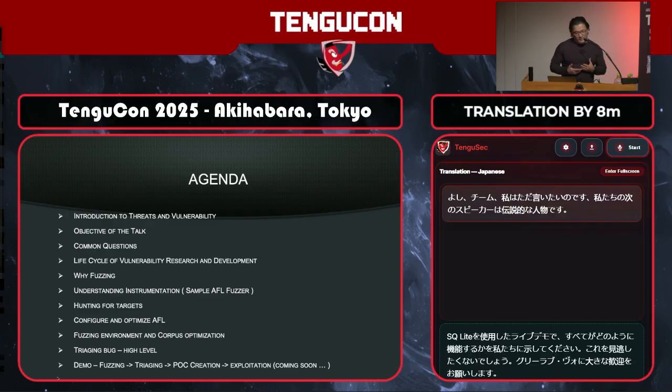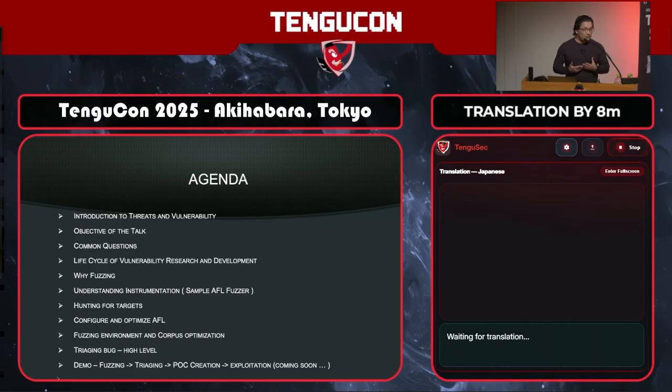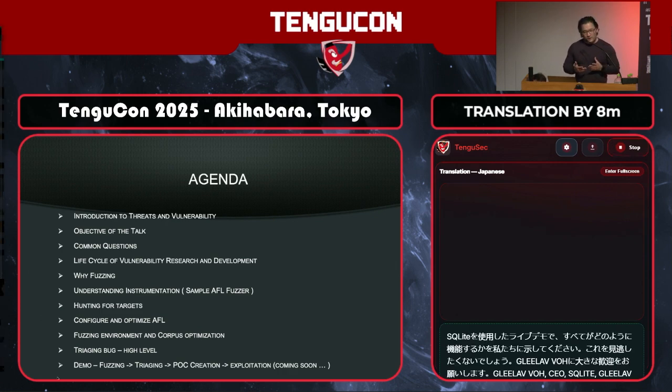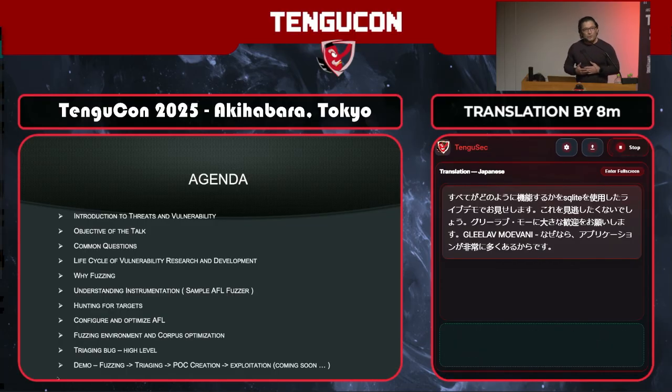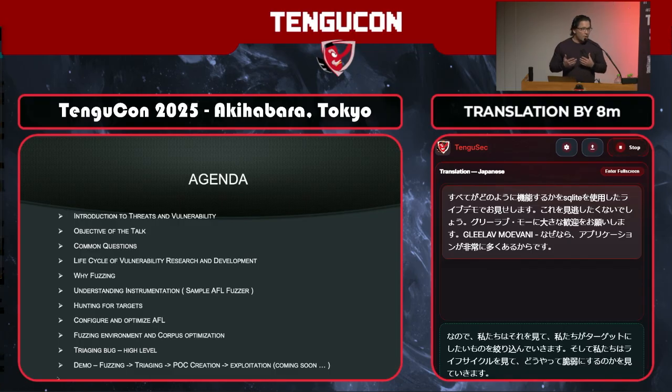But today's agenda is mainly going to be about what's a threat, right? What's a vulnerability? And how are we actually going to identify what we want to fuzz or find vulnerabilities in, because there is a vast number of applications. So we're going to look at it and narrow down what we want to target. And then we're going to look at the life cycle, how we do vulnerability research, ways to start, how to identify your attack surfaces, and do the fuzzing.